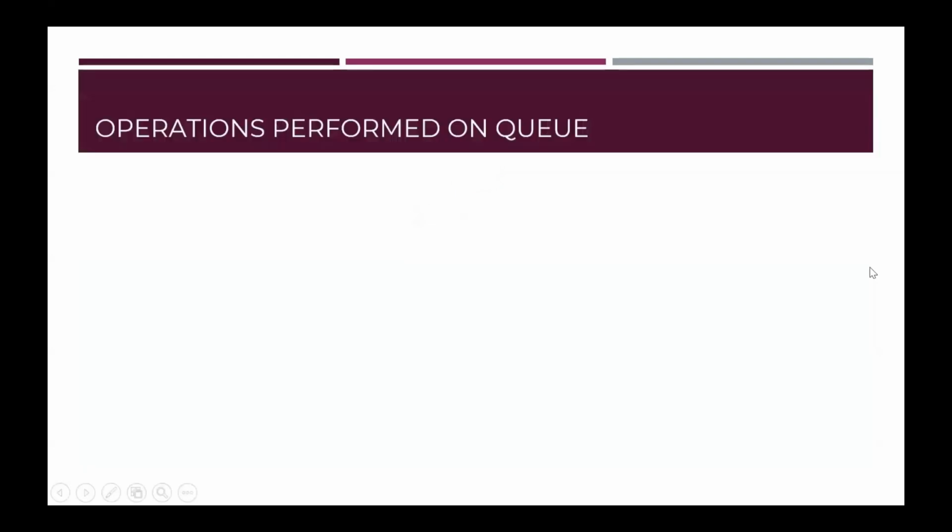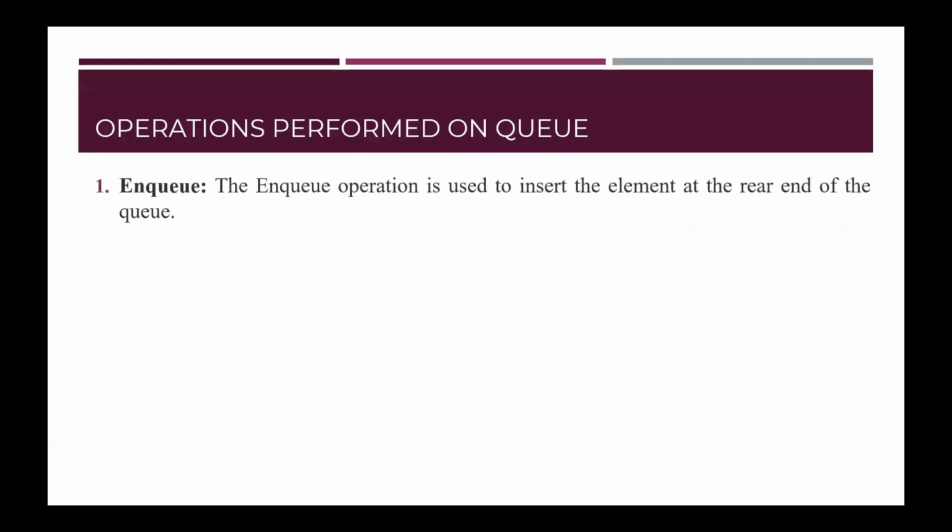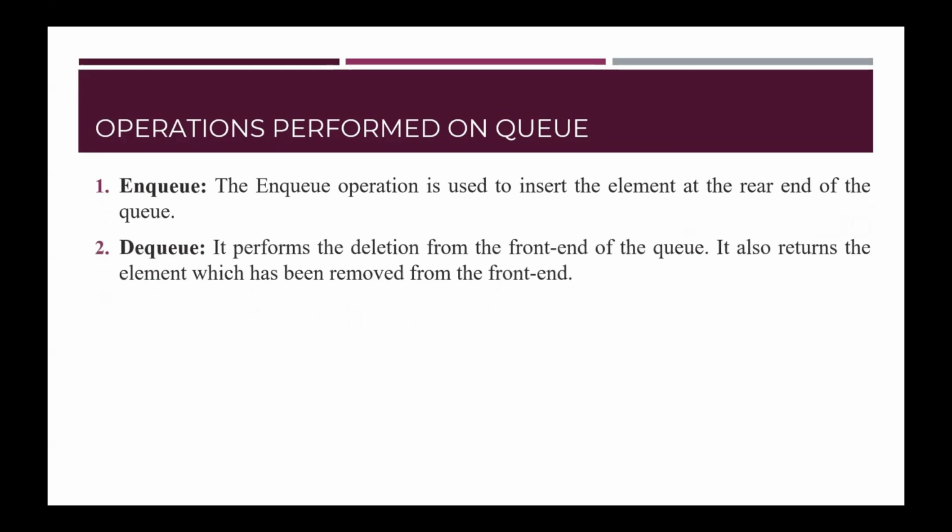Before going into details, we have to know what operations are performed on the queue. The first one is enqueue. Enqueue is the operation where we add or insert an element from the rear end, and deletion is the dequeue. Dequeue is deleting an element from the front end.